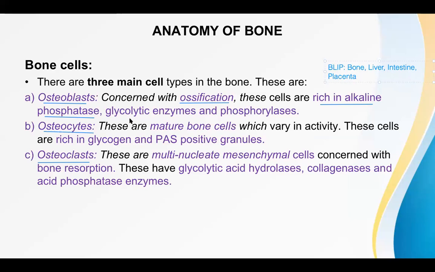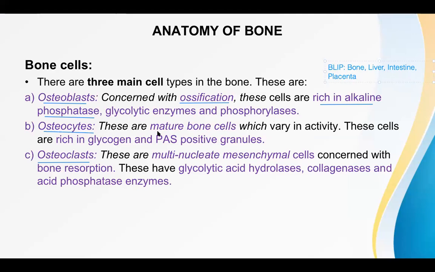Now, other types of enzymes are glycolytic enzyme and phosphorylase. It is necessary for the nutritional purpose of the bone. Glycolysis, and phosphorylase is important in case of glycogenolysis. So these are important for the nutritional purpose of the bone.